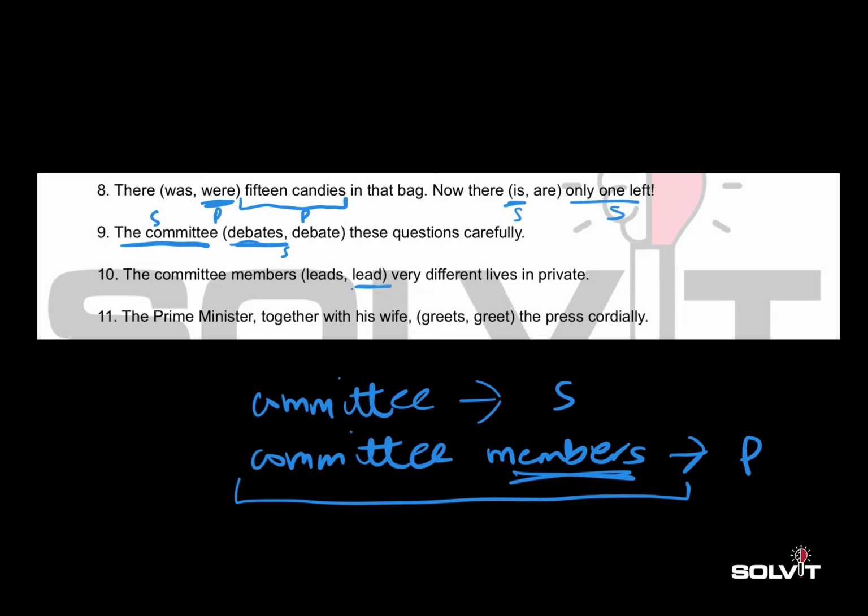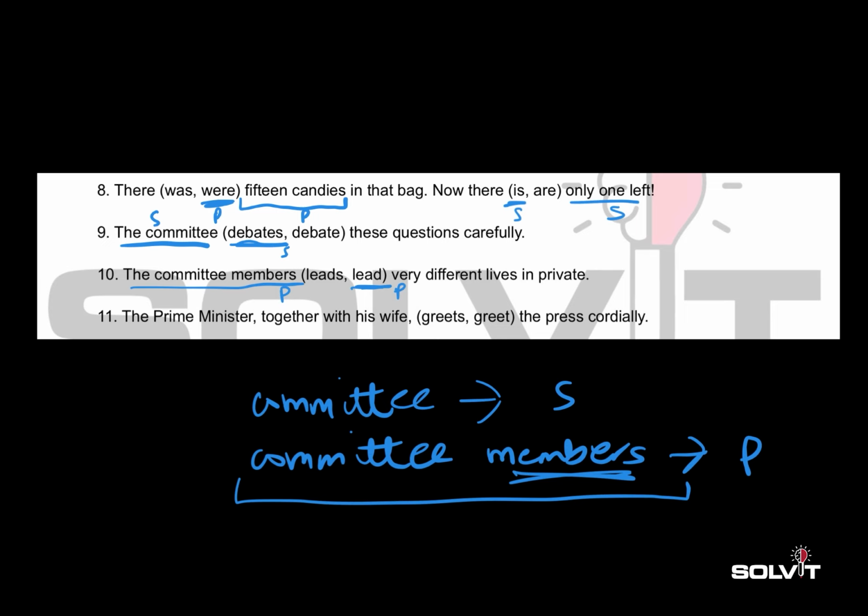So the word that we're going to use is lead because the committee members is plural, and so the verb that we use will also be plural. Okay, number 11 is the prime minister together with his wife greet the press cordially.